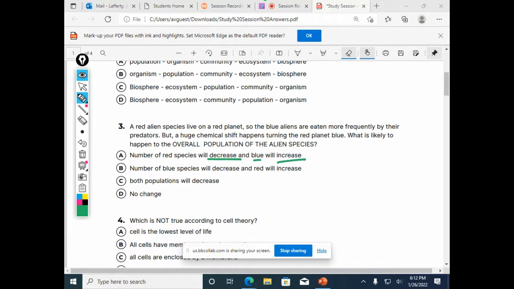Why? Because the blue will be harder to see. So then the predators will eat the red. Two key things of evolution: dead things don't make babies, and predators are lazy. So predators are going to eat what they can see the easiest. And if you're dead, you can't make a baby. So if the red alien species are getting eaten before they reach reproductive age, then less red species will be born. Yep. Good job, guys.